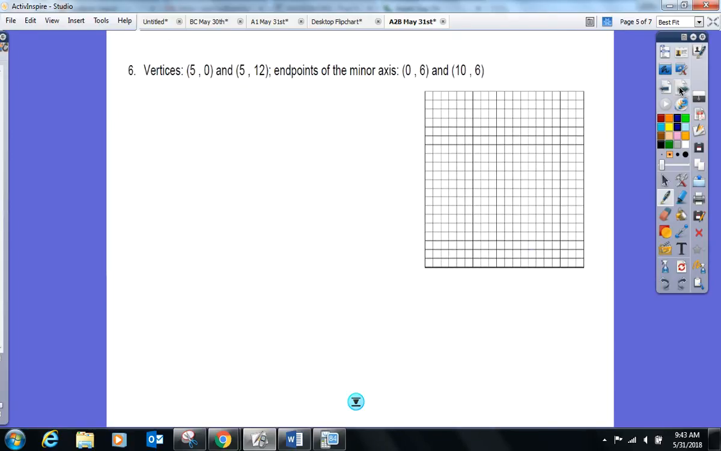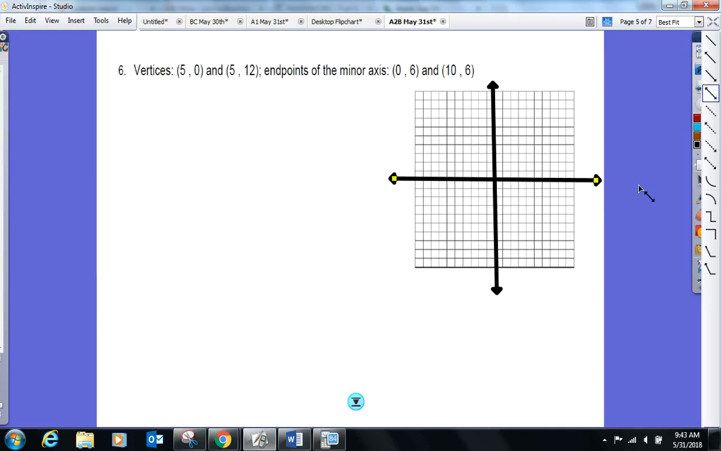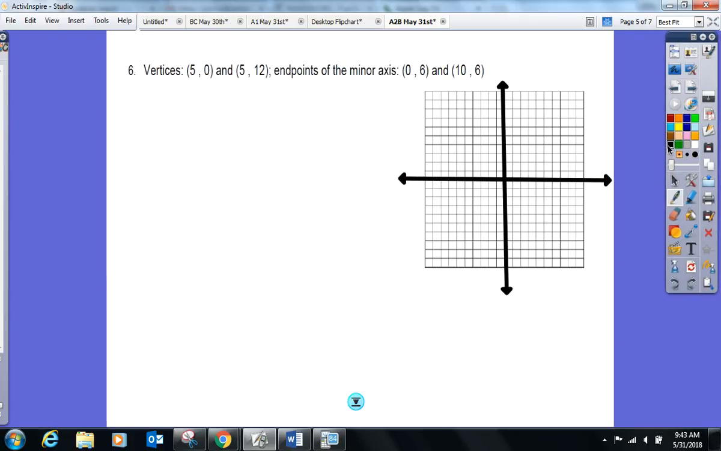Okay, go to 6 for me. Go to 6. I give you the vertices and the endpoints of the minor axis. What's the equation, right? The equation of the ellipse. I don't know about you guys. I always like to see a little visual, especially since I haven't been doing these for years. So I always like to see a little visual.